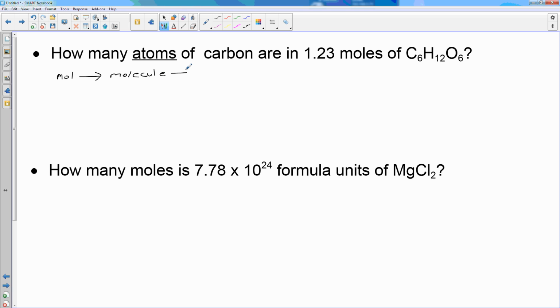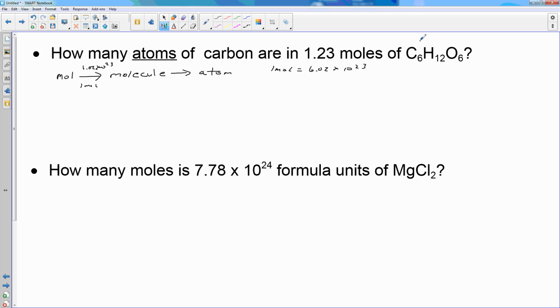And then from a molecule, we can break that into atoms. And so we know that when we have 1 mole, this equals 6.02 times 10 to the 23rd of whatever. And so here we'd have 1 mole would be equal to 6.02 times 10 to the 23rd. And then we have molecules to atoms.